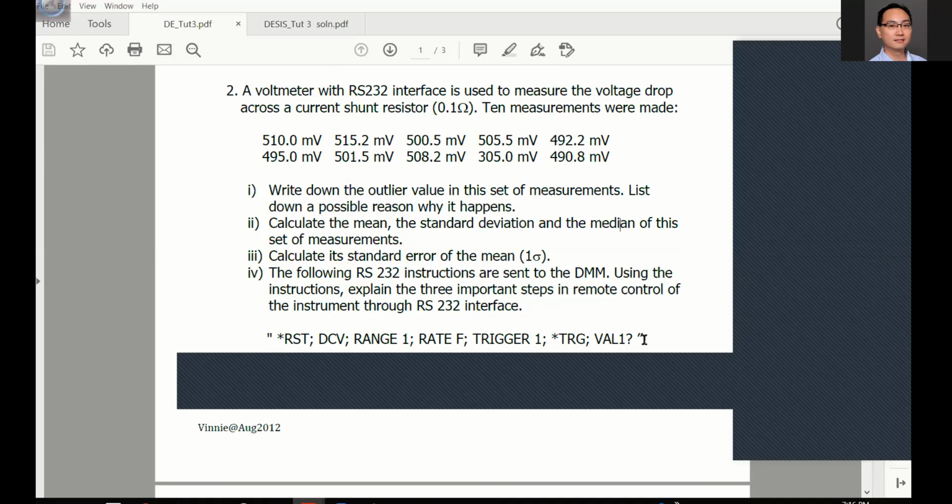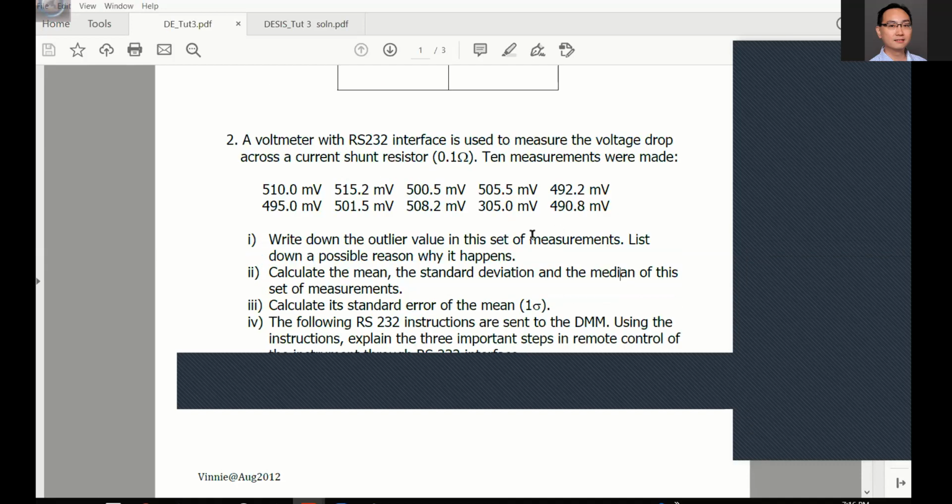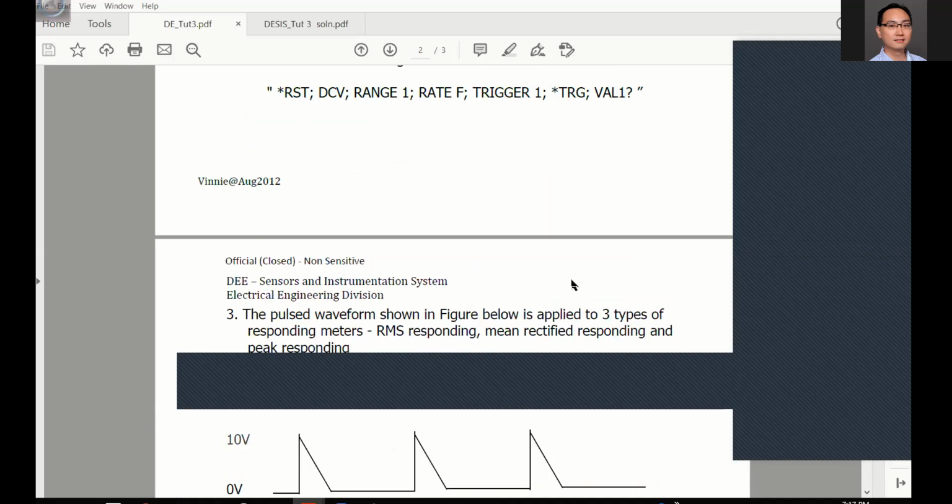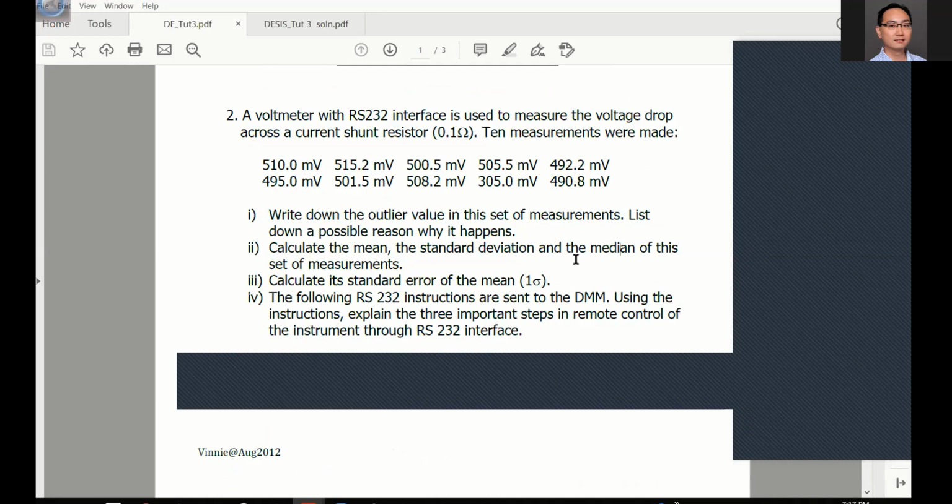This one, can you all spend some time first? Take a look at this question. You all done already? I haven't done. You all mostly haven't. Anyone done already? Already finished? Quite quiet here. Okay, so this is the outlier, by the way.